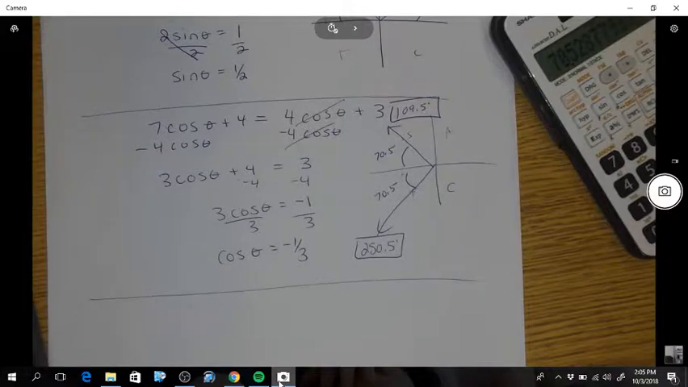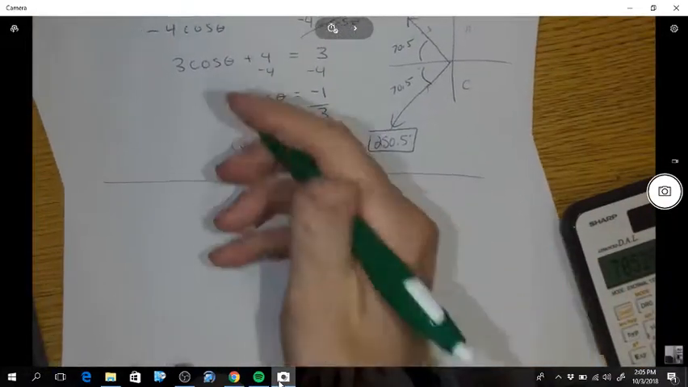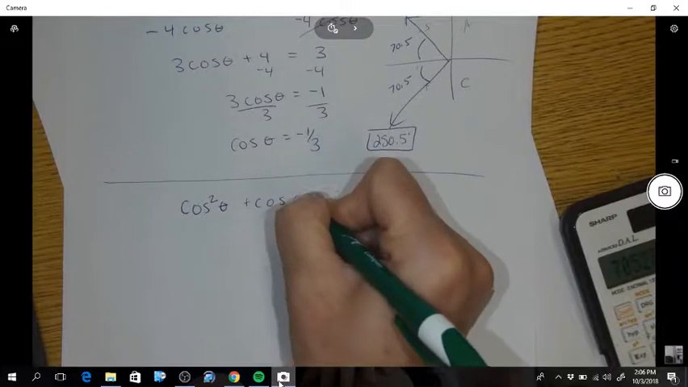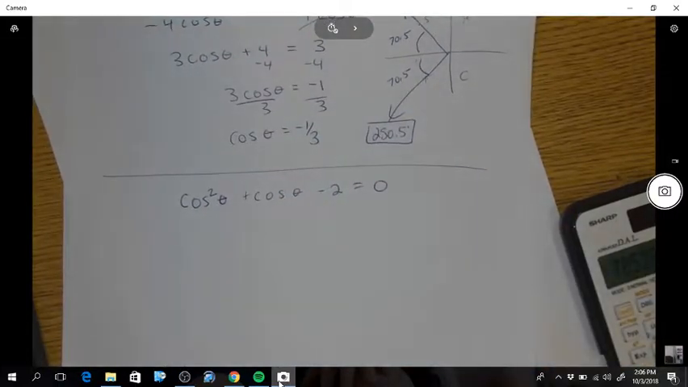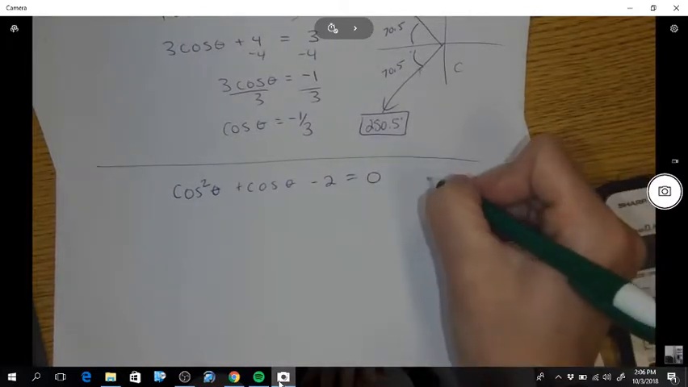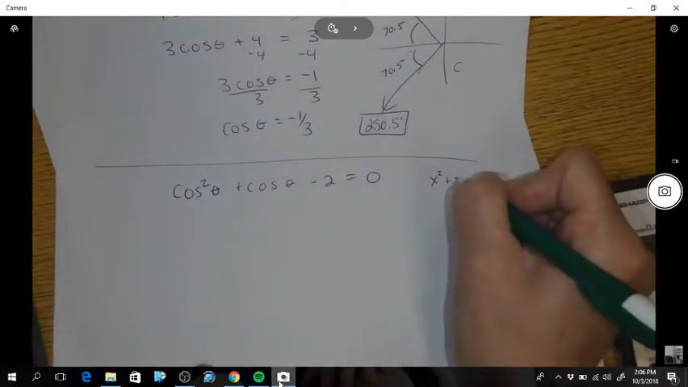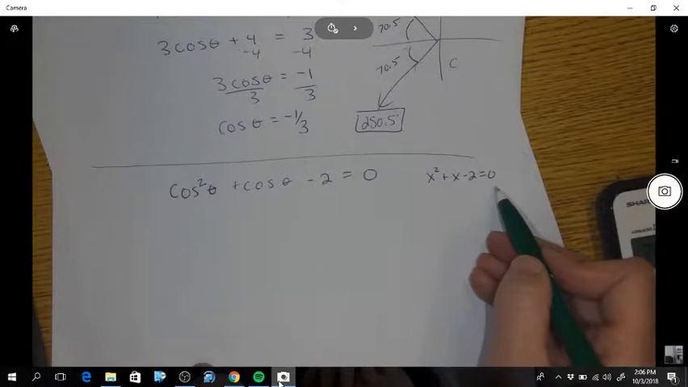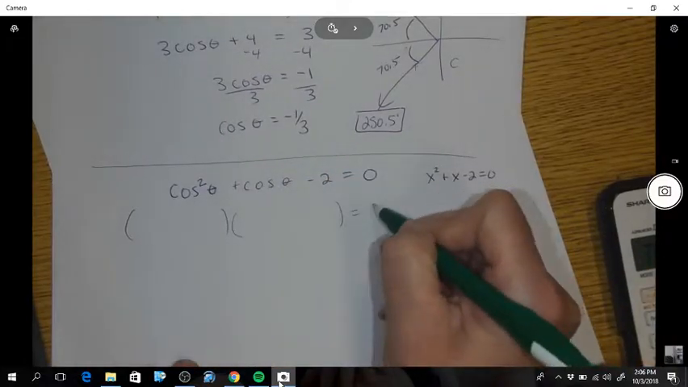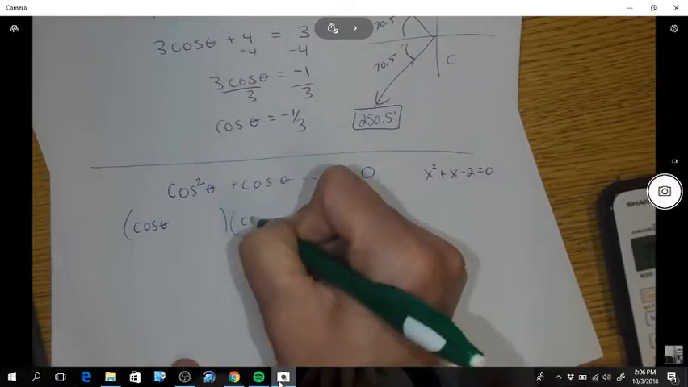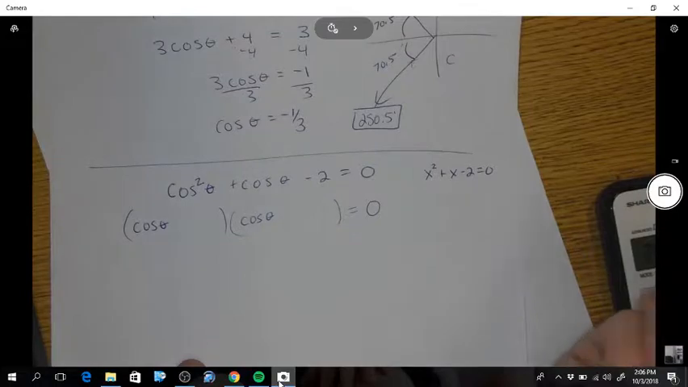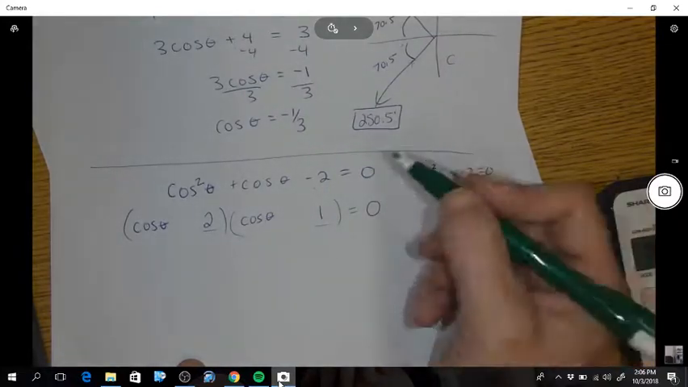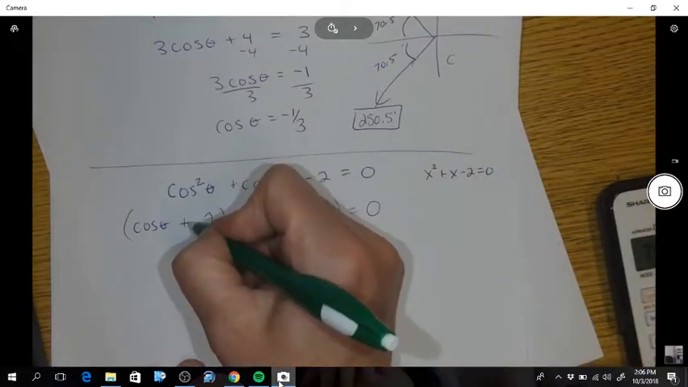All right, one last one. You ready? Cos squared of angle plus cos of angle minus 2 equals 0. Okay, so now what do we do? Do you want to think about this if these were x's? Okay, does this look familiar? Simple trinomial. So simple trinomial means that I'm going to have a cos angle and a cos angle, because that multiplies to my cos squared. These multiply to 2, so I only have one option, 2 and 1, and I need to get a positive 1 out of it. So this is positive and that's negative.